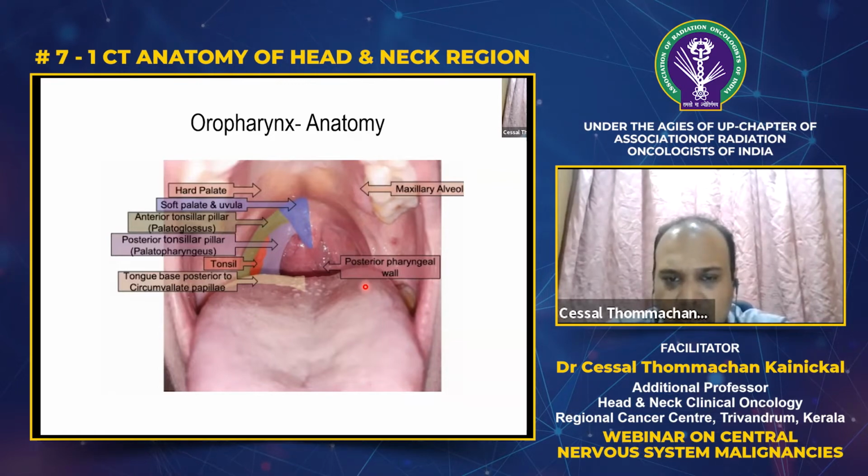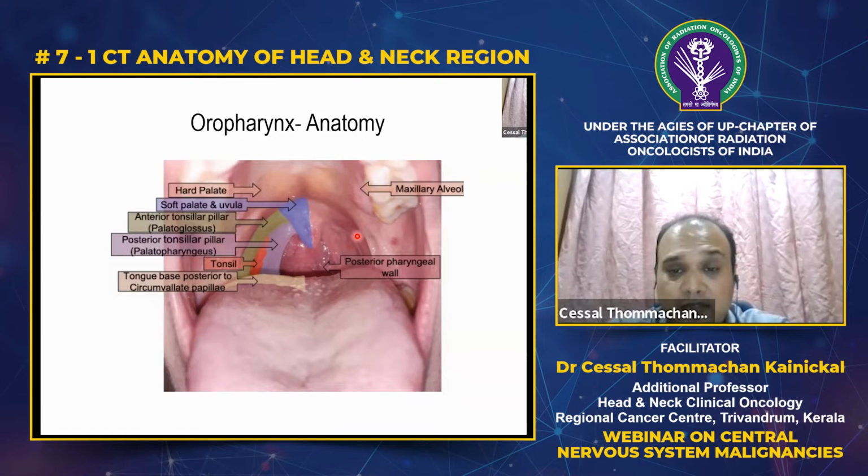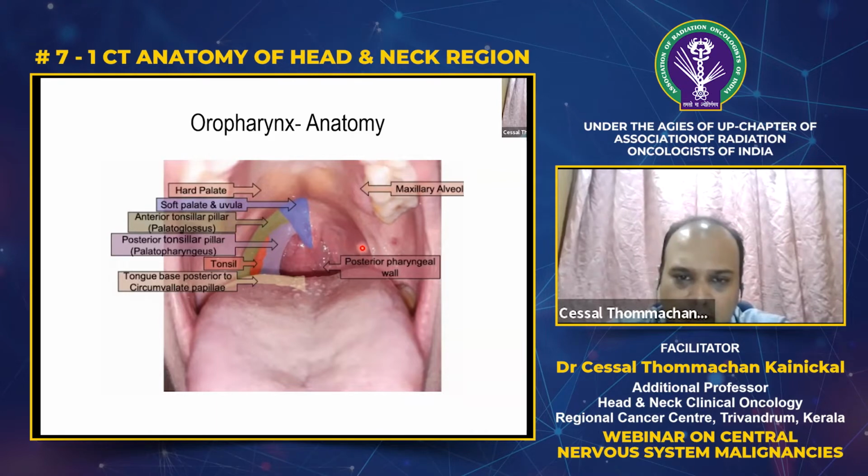It is inserted into the tongue. This is an extrinsic muscle of the tongue. So it extends from the soft palate into the tongue. What does it mean? So it can transmit tumors from soft palate to tongue and vice versa.